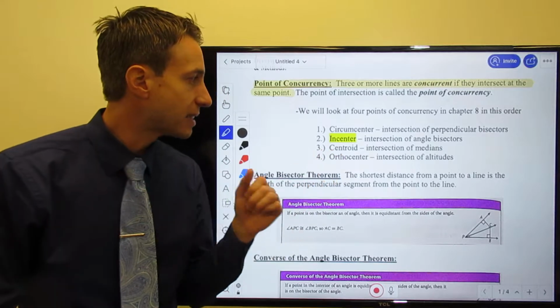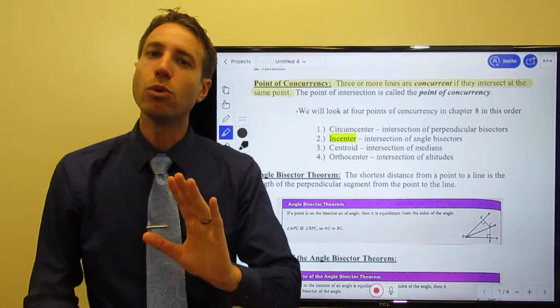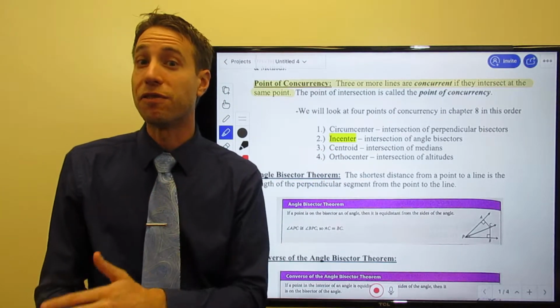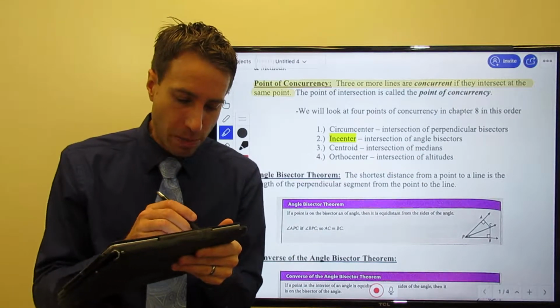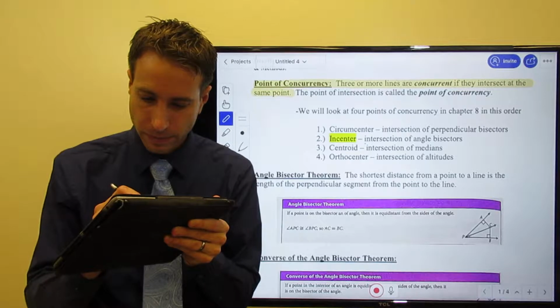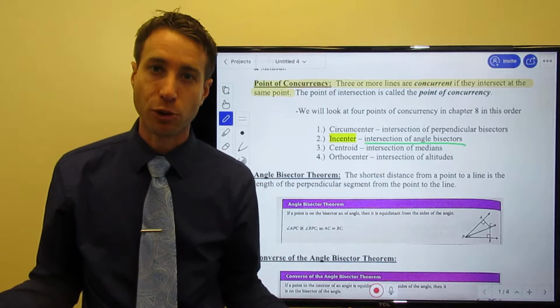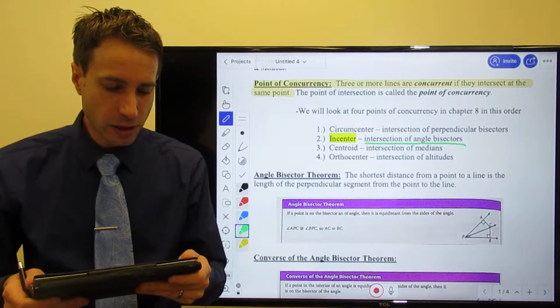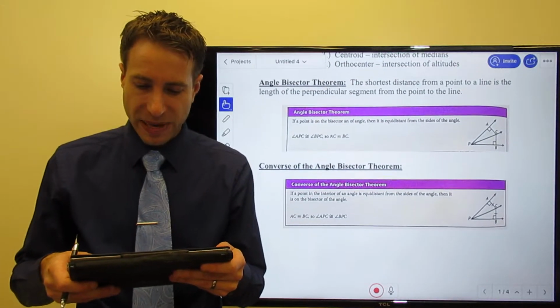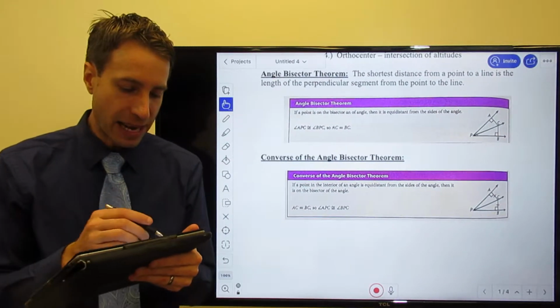Now, before we talk about the incenter, I do want to spend some time reviewing angle bisectors with you. We looked at angle bisectors back in chapter 1, but that was a while ago for some of us. So, let's take a quick peek back at angle bisectors.